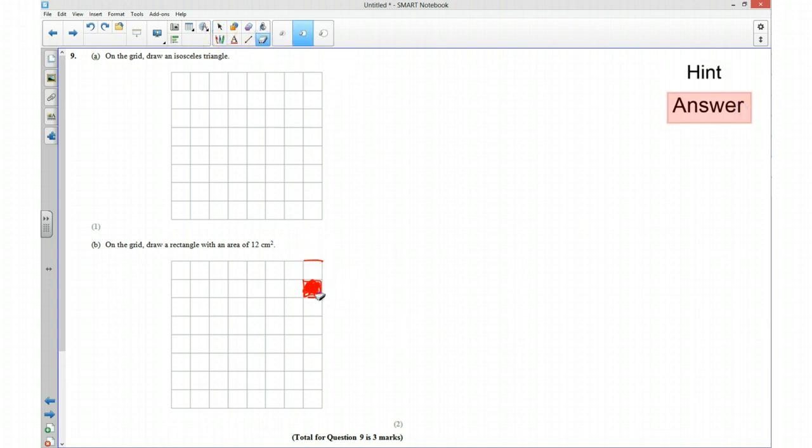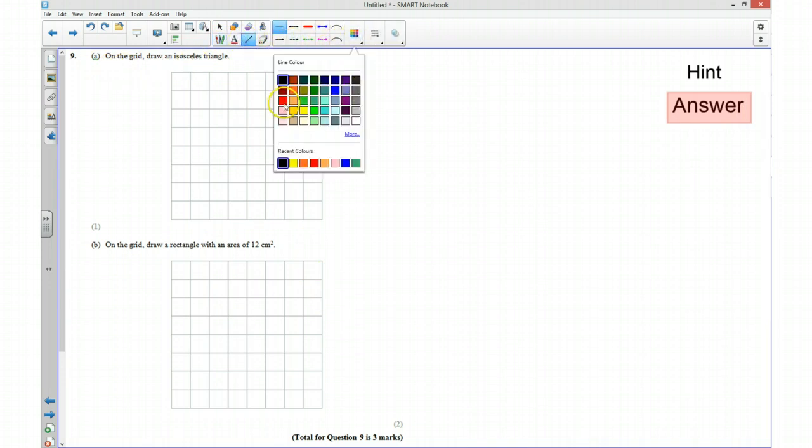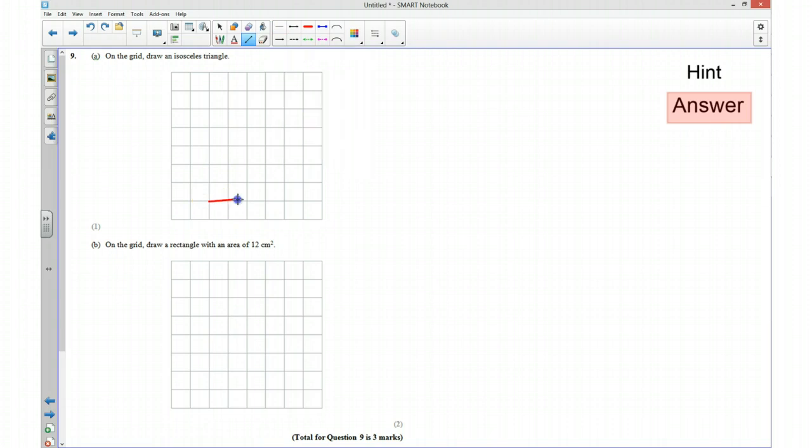Okay, I'm now going to go over the answers to these questions. So we need to first of all draw an isosceles triangle, and I'm going to draw myself a nice red isosceles triangle, and my isosceles triangle is going to look like this. In fact, I'll make it a bit longer. There we go. Okay, that might be a possible solution for an isosceles triangle.